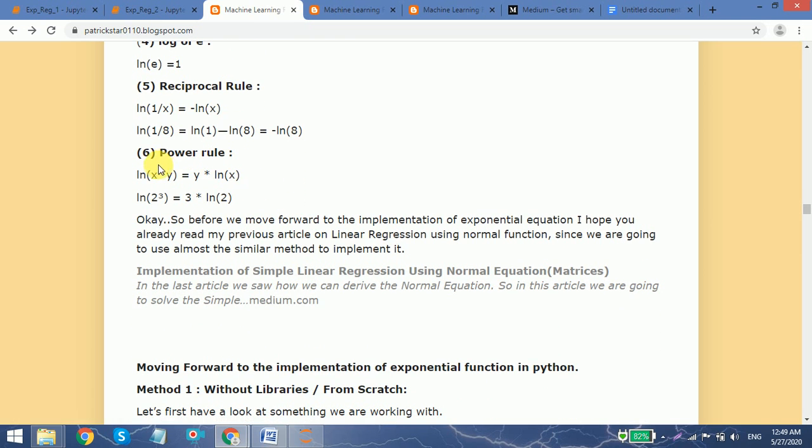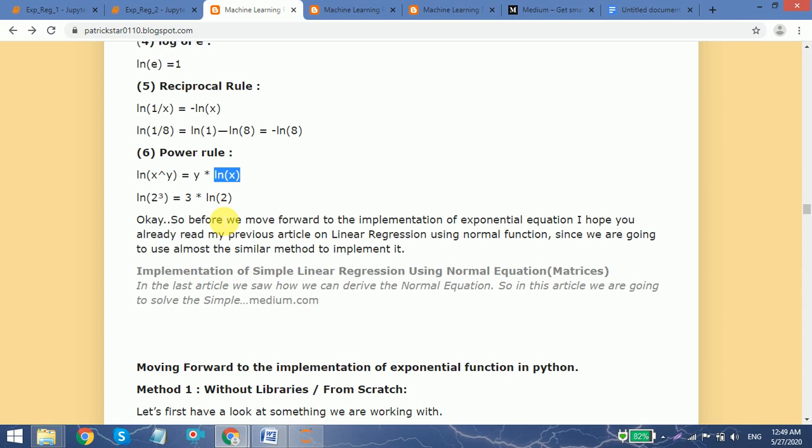Then there is the power rule: log of x to the power y equals y times log of x. So the exponent comes forward as a multiplication with the log of its base. So log of 2 raised to 3 equals 3 times log of 2.